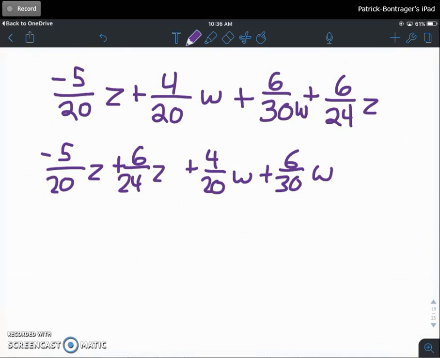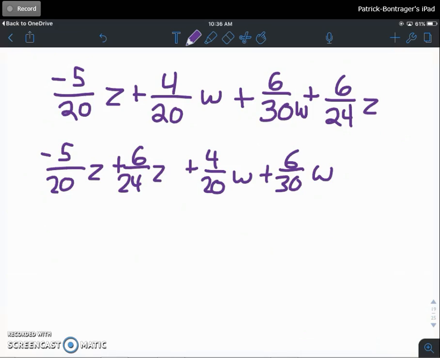Now, we can reduce negative 5 over 20 to negative 1/4 if you'd like, and 6 over 24 to 1/4 also. Or you can find a common denominator between 20 and 24. The easier way to go would be to reduce.